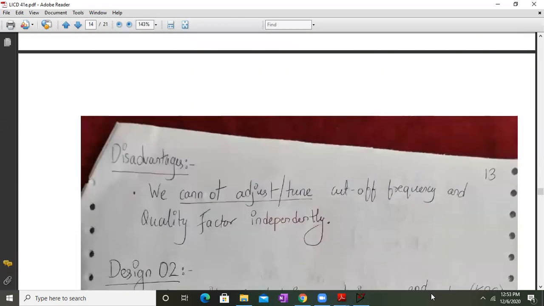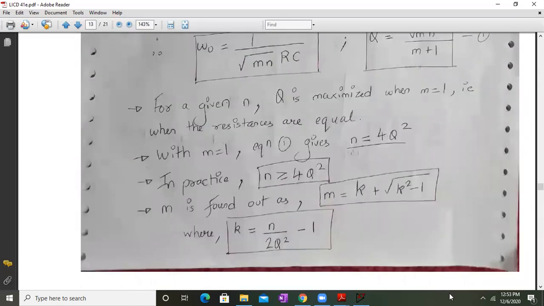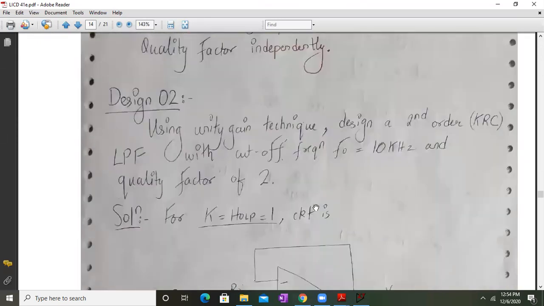So the disadvantage is we cannot independently tune cutoff frequency and quality factor. Okay, so here the cutoff frequency is given by omega naught, which is also given by M and N elements, and your quality factor also has M and N. So your quality factor and your cutoff frequency are related to each other. They are not independent. So that's the only limitation of unity gain design. So let us begin with one of the designs.